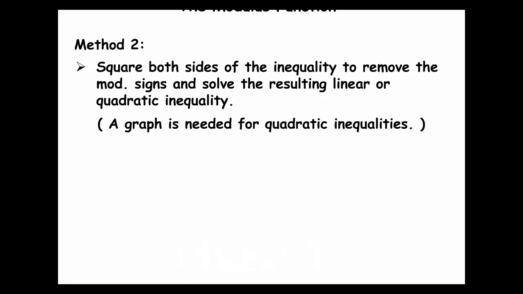This is the second method. You simply square both sides. Because a modulus has the effect of turning a negative number positive, it's the absolute value, the distance from 0, then if you square, that gets rid of the modulus signs, and we'll have a little look at how that works again, probably easier to understand by working through examples.